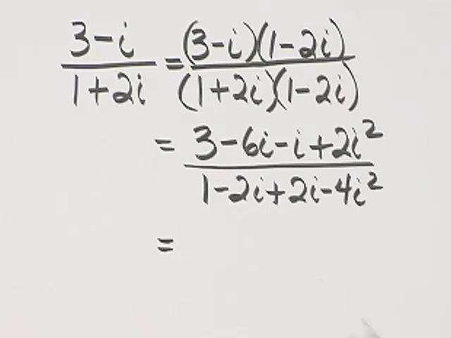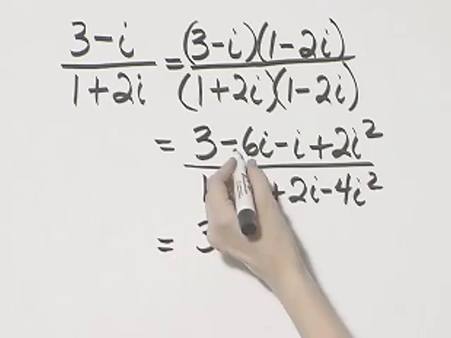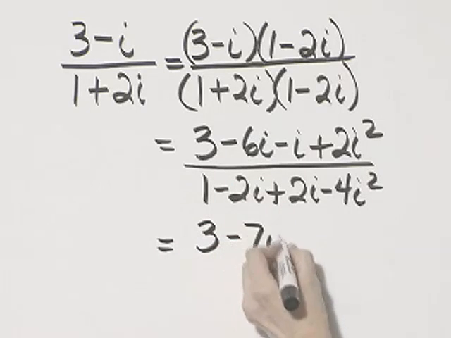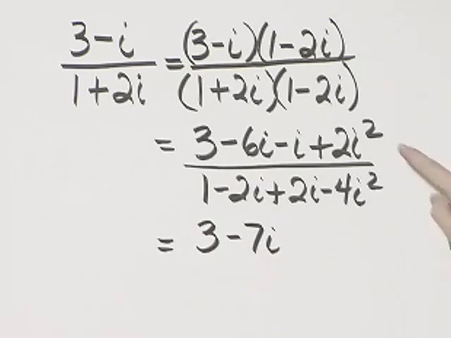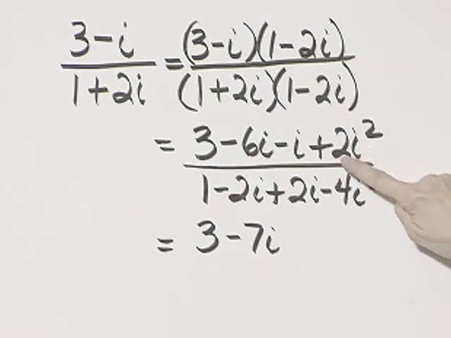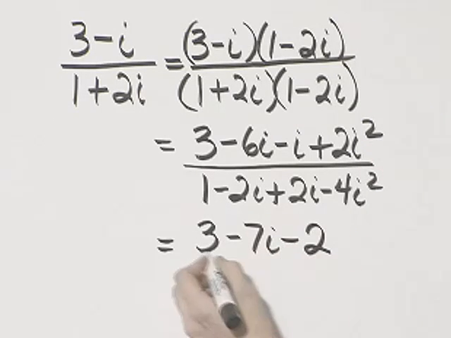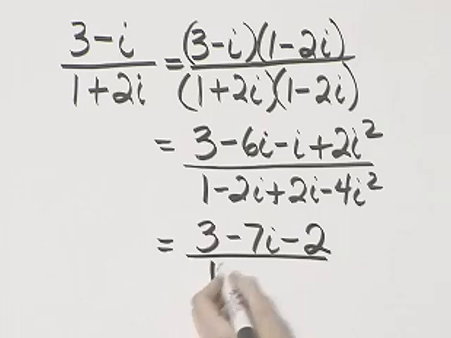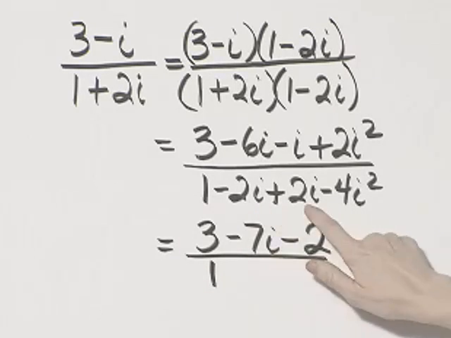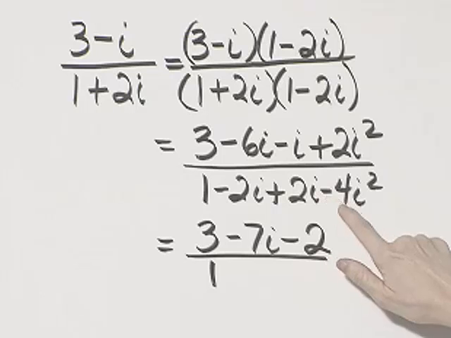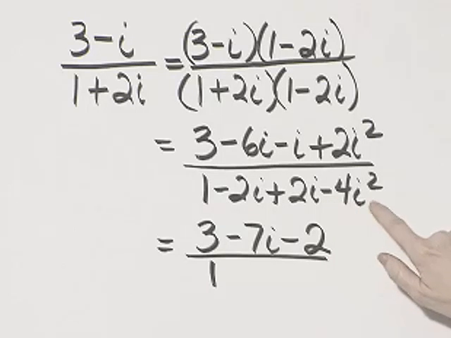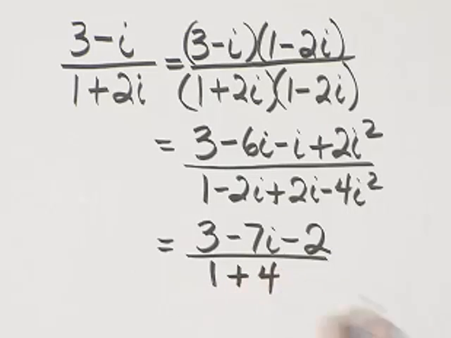Let's now simplify. I have 3, that's minus 7i, and let's see what happens here. Remember, i squared is negative 1, so I have 2 times negative 1, and 2 times negative 1 is negative 2. I'll write minus 2. Here I have 1. These terms subtract out, and I have negative 4 times, remember this is negative 1, negative 4 times negative 1, that's a positive 4.